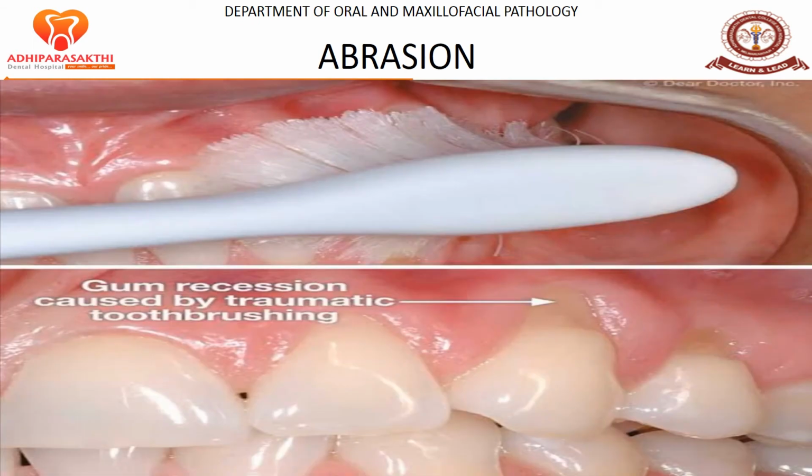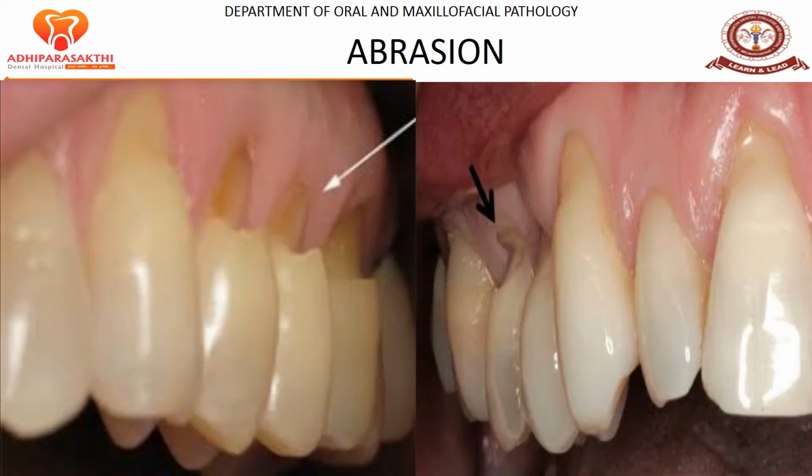In the next picture, because of the excessive force while brushing, there will be gum recession which causes abrasion. Here in this picture also the wedge shape can be clearly seen. So this is called abrasion.